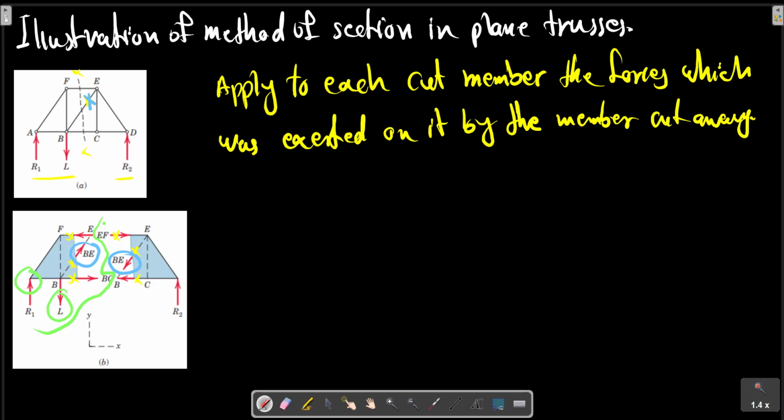Thus, in balancing the moment about point B, for example, this point, if we make a balance about point B, for the left-hand side section, the force EF is clearly to the left, which makes it compressive because it acts towards the cross section of member EF, this member.